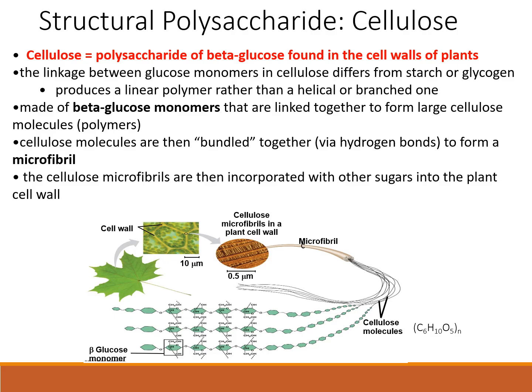To build cellulose, you take a bunch of these beta-glucose monomers and you link them together to form what is called a cellulose molecule. Several cellulose molecules are then bundled together through hydrogen bonds to form what is called a microfibril. And it is this microfibril that we then weave together with other sugars to build the cell wall of the plant. In the figure down here, you can see we have 1, 2, actually 3 cellulose molecules. These are then going to be linked together by hydrogen bonds to form the structure called the microfibril, and it is this microfibril that is found making up the cell wall.